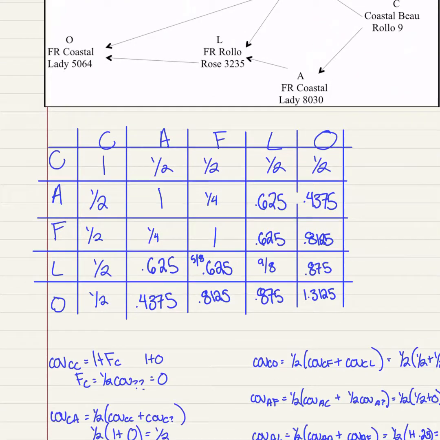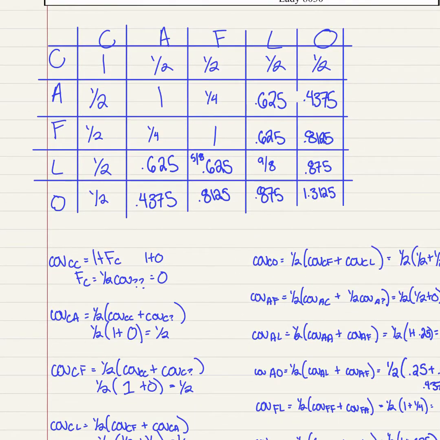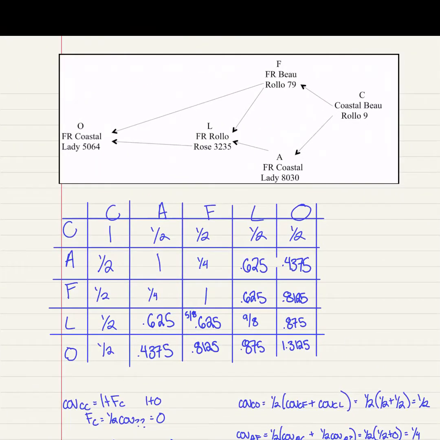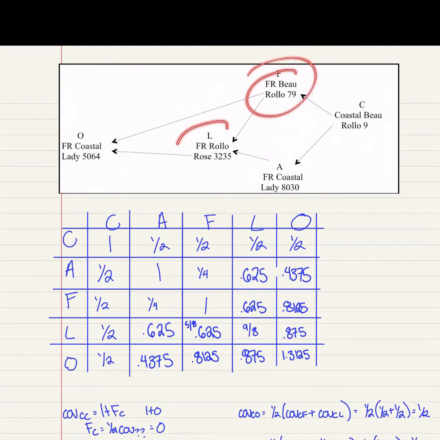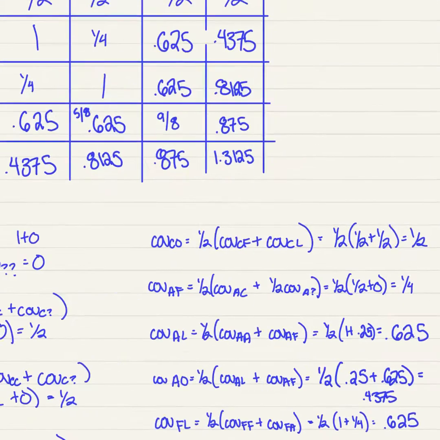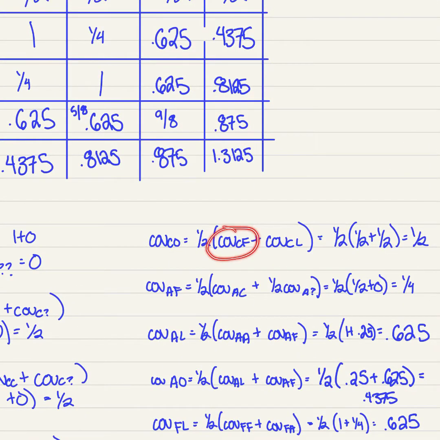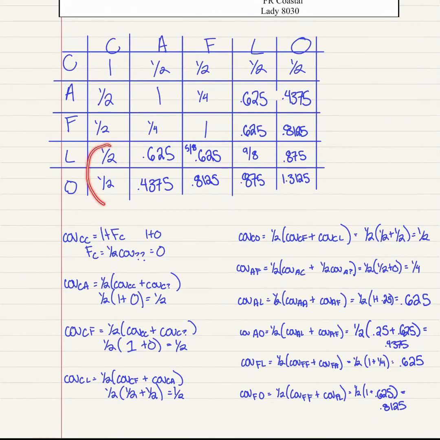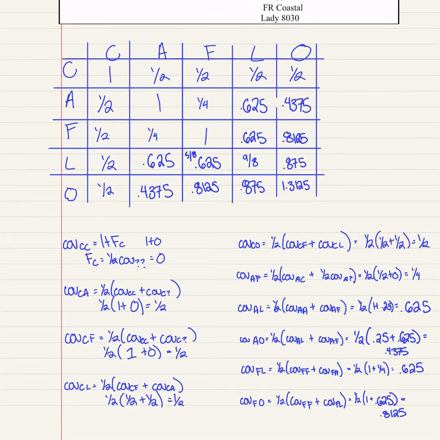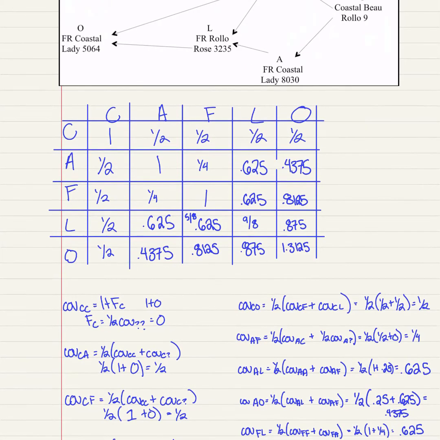And then lastly, for our C column, we have the covariance of C with O. O's parents are F and L. So we have the covariance of C with F plus the covariance of C with L, which we have calculated right here. So it's a half times a half plus a half is equal to a half. And once again, that just translates over up to there. And so we can move on to our A or your F column. Whichever one you did first, you'll get the same thing.